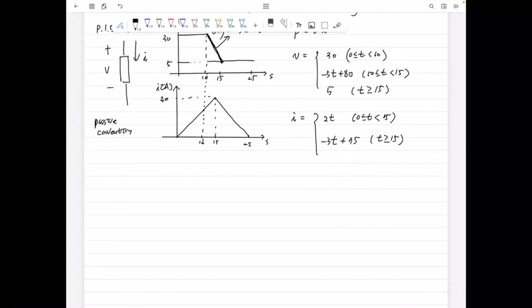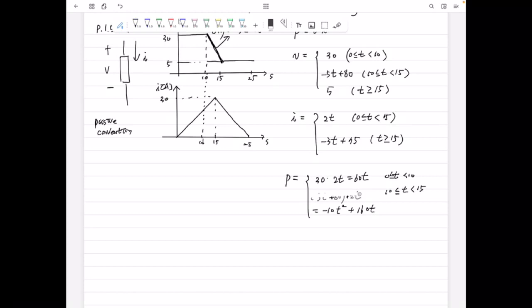And from here, we can calculate the power. When t is from 0 to 10, V is 30 and current is 2t, so there will be 60t. Then from 10 to 15, the voltage is minus 5t plus 80 and the current is still 2t, so there will be minus 10t square plus 160t.